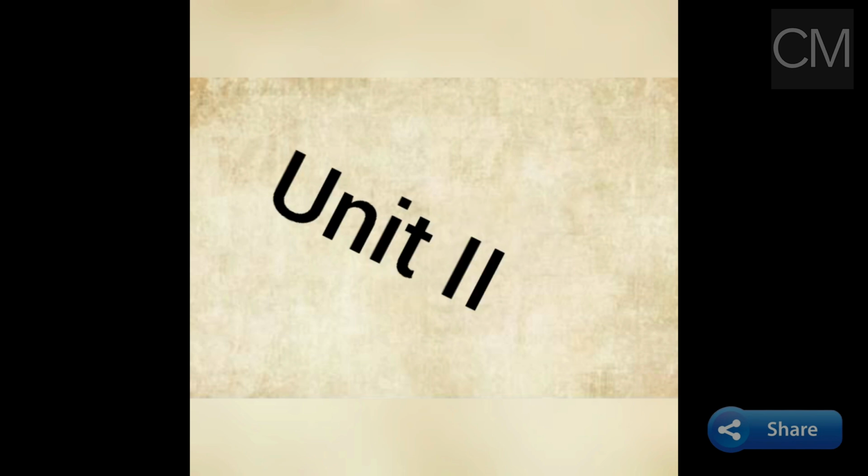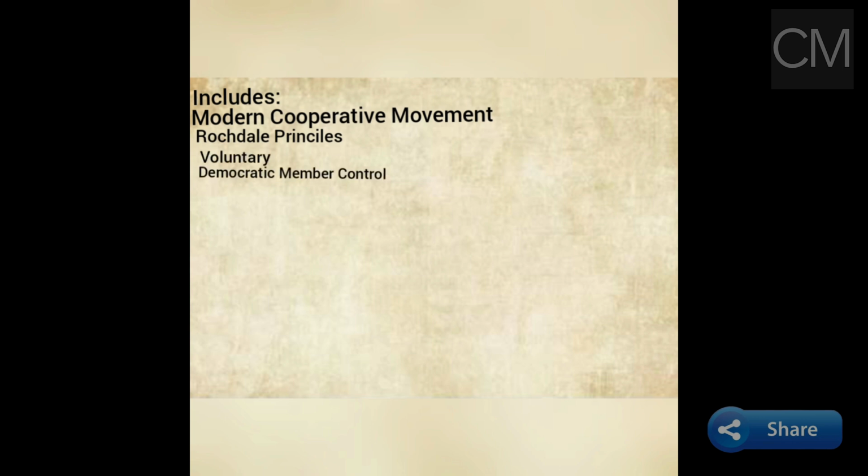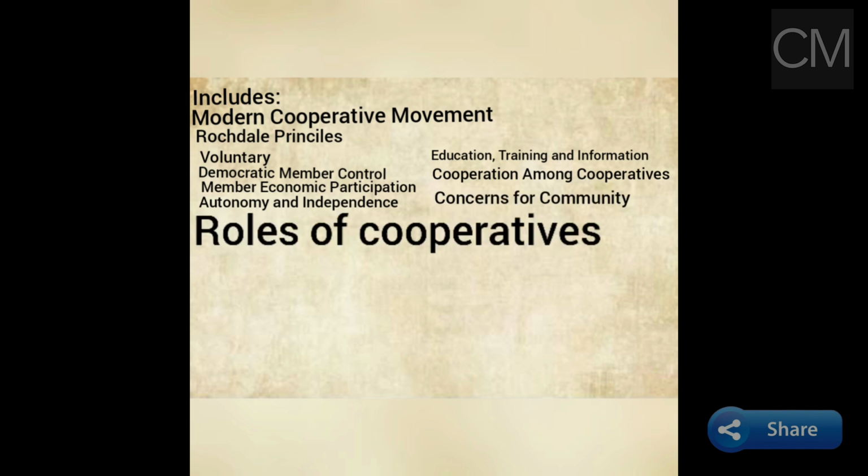Unit 2: the development of cooperatives. It includes the modern cooperative movement, which has the Rochdale principles, and its implications are voluntary, democratic member control, member economic participation, autonomy and independence, education, training and information, cooperation among cooperatives, concern for the community. Also, it involves the roles of the cooperatives.